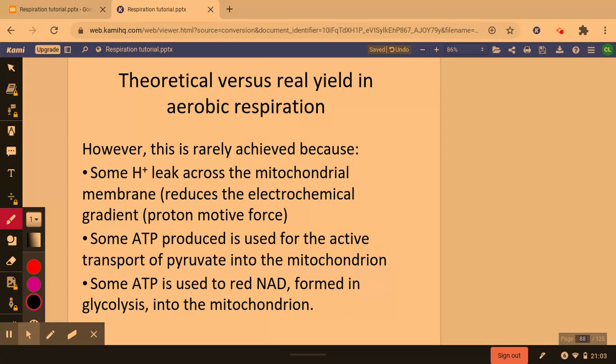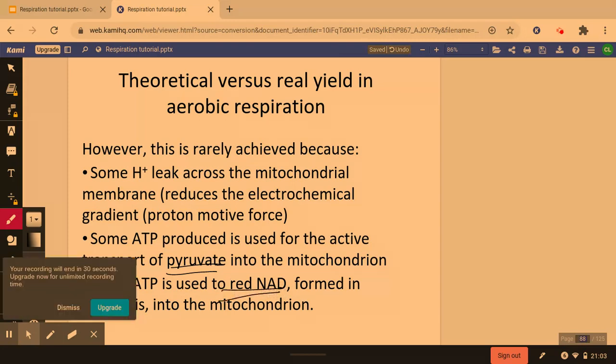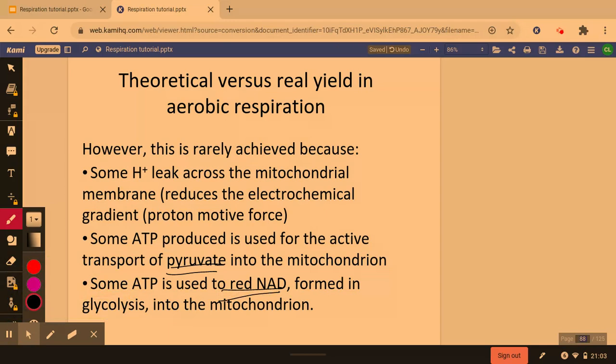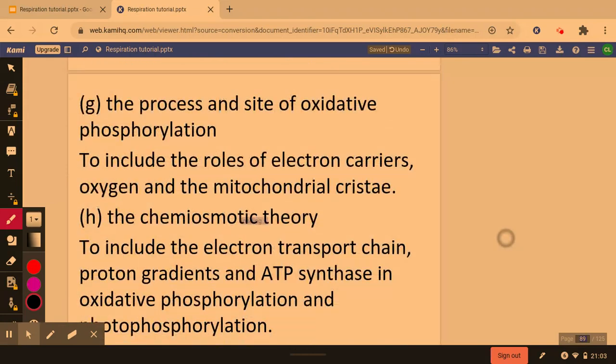Some of the ATP produced is used for active transport of pyruvate into the mitochondria, because don't forget that's produced in glycolysis in the cytoplasm. And also, some of the reduced NAD that is formed within glycolysis also needs to be actively transported into the mitochondria. So there we have it.